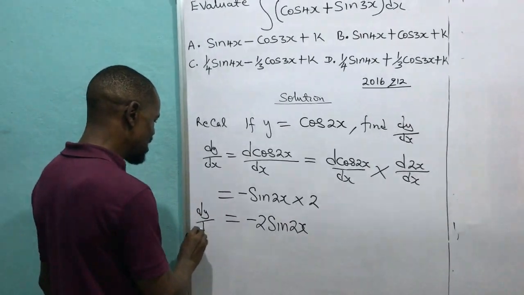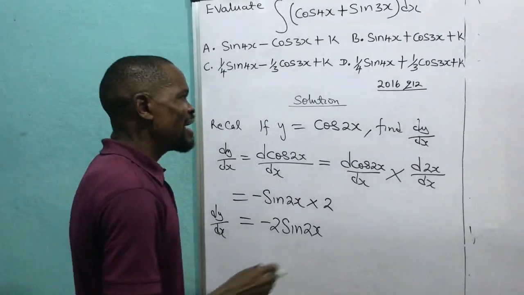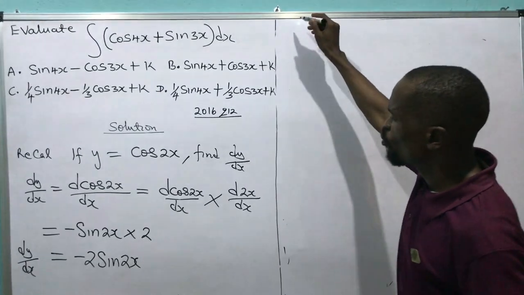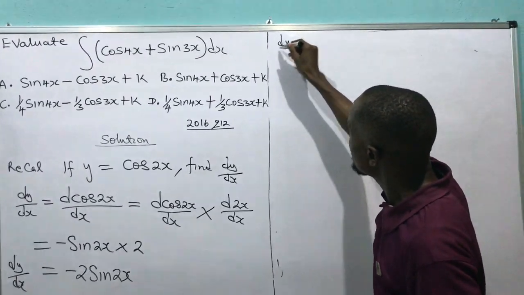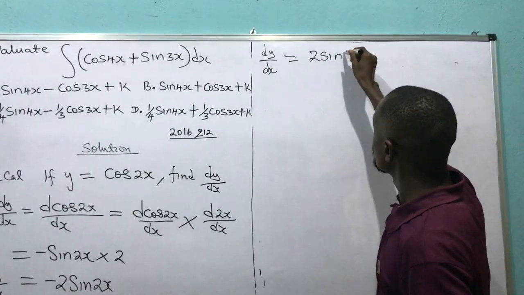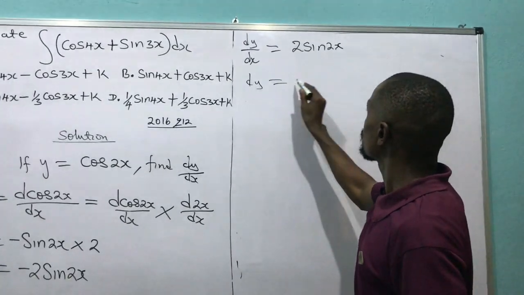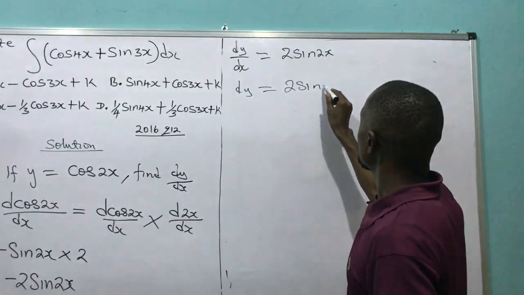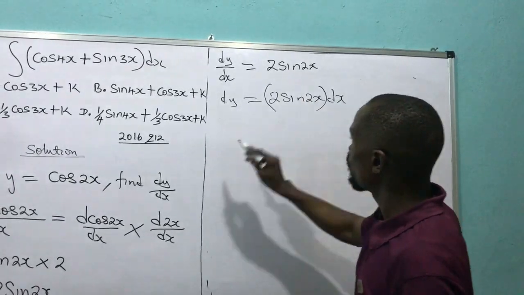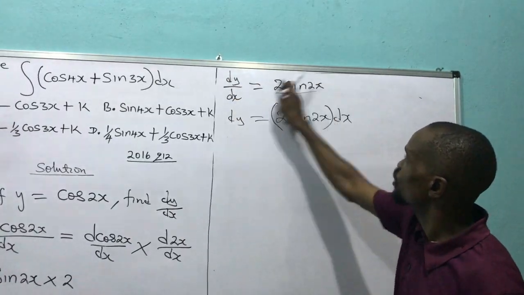Then now I will have that dy/dx is equal to this. Then you remember that I can write this, so that we can grab many things before we go to our answer, that dy/dx is equal to 2 sine 2x. So I can say that dy is equal to 2 sine 2x dx. Are you following now? What do I do? Cross multiplication. This is over 1. If you do cross multiplication, you have this.